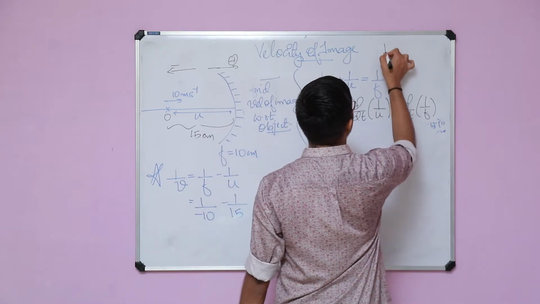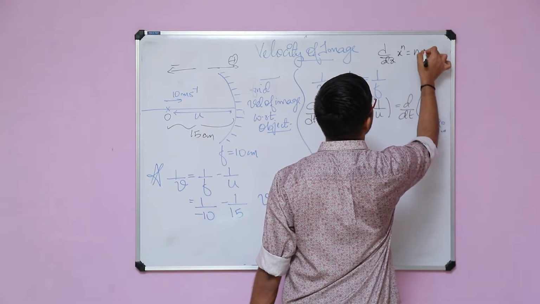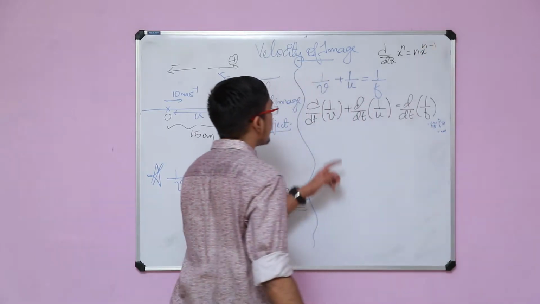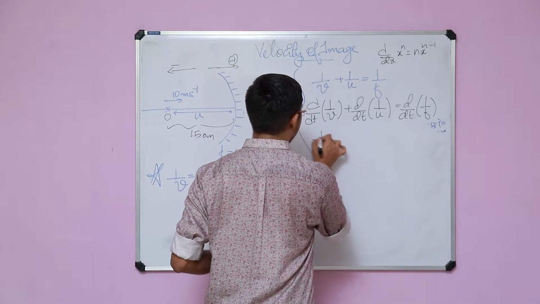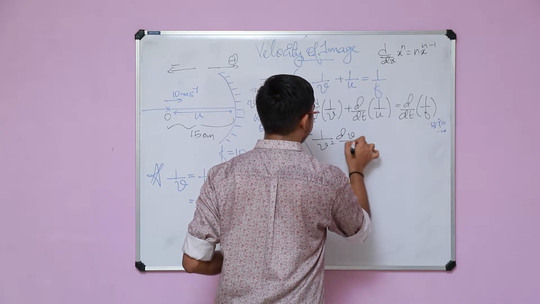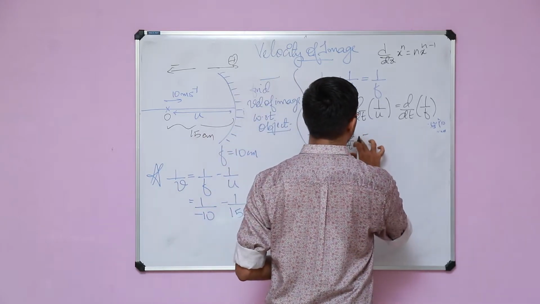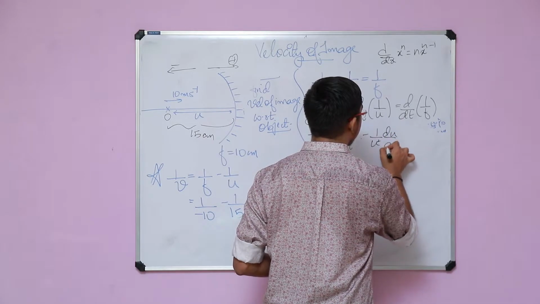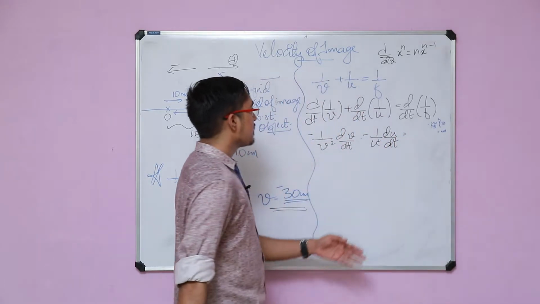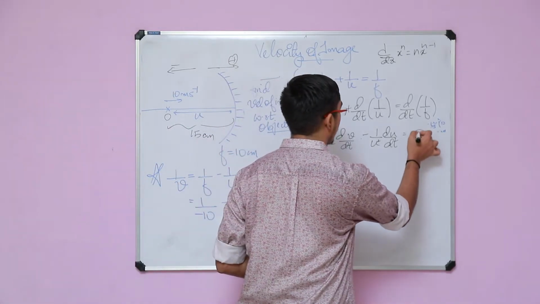Now, if you know that d by dx of x raised to n is equal to n x raised to n minus 1, here the power of v is minus 1. So, if you do that, you will get minus 1 by v square dv by dt plus minus 1 by u square du by dt is equal to, see, as far as a mirror is concerned, the focal length is actually a constant. So, this will give you 0.